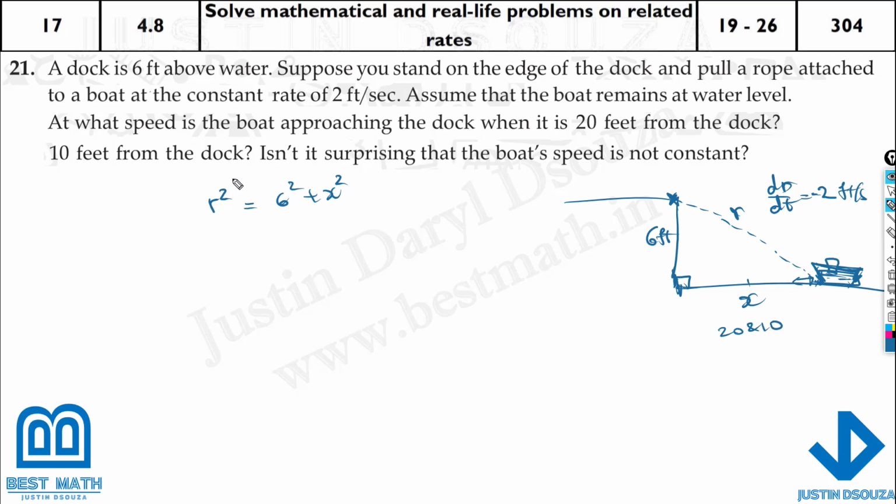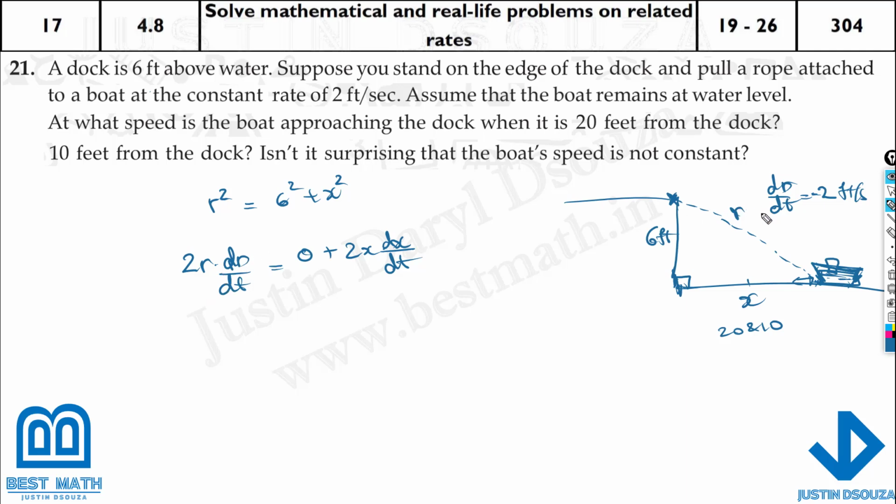Now let's differentiate both sides. It's going to be 2 times r times dr by dt, that is equal to the derivative of 6 squared, which is 36, but it's going to be 0 when you differentiate it, plus 2x times dx by dt. Now we have this information. What do they want exactly? They want us to know at what speed the boat is approaching the dock. So this is what they want, the rate of change of the distance, that's speed. So here we have 2r times dr by dt.